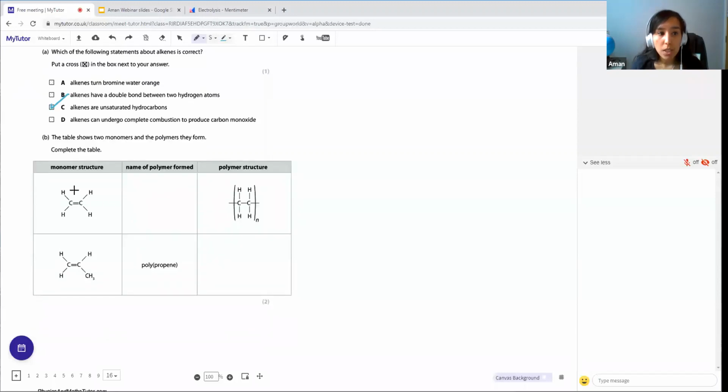Okay, so what is the name of this polymer then? Here, does anyone remember what's the name of that polymer? So that's the simplest polymer that we've learnt about.